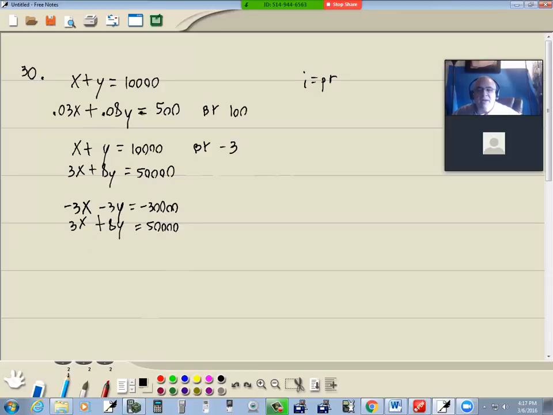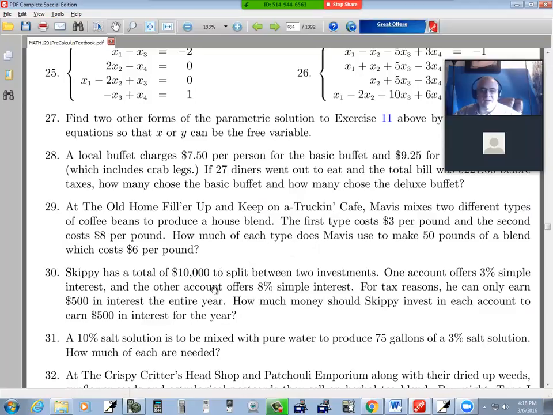Let me just double check my basic math. -3x plus 3x drops away. -3y plus 8y gives me 5y equals -30,000 plus 50,000 is 20,000. Then divide both sides by 5, and we get y is equal to 4,000. So if it's 4,000 there, we know the other one has to be 6,000. And that'll give you your amounts. Oh, that's neat.